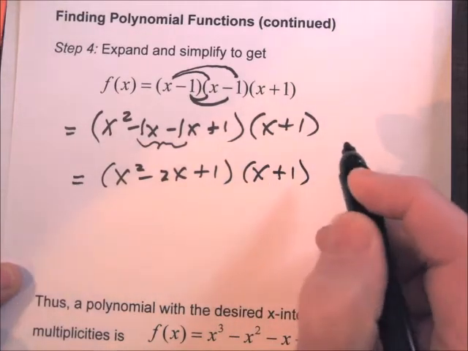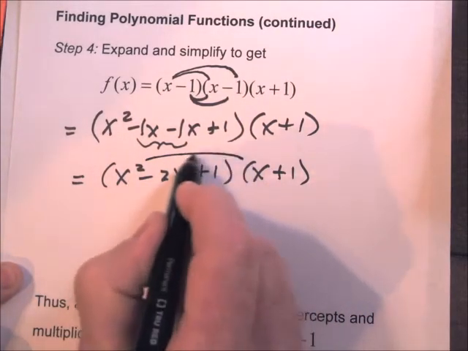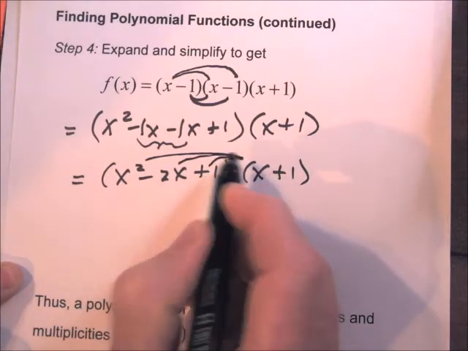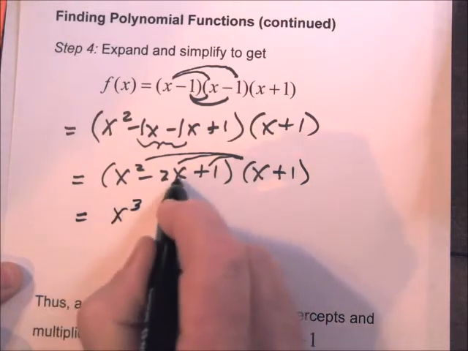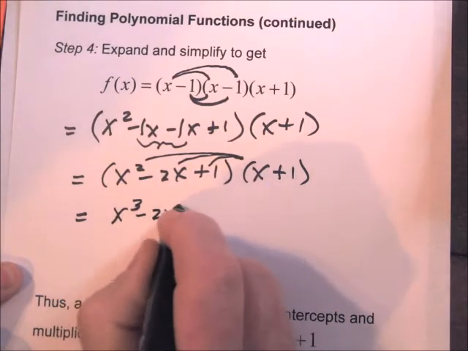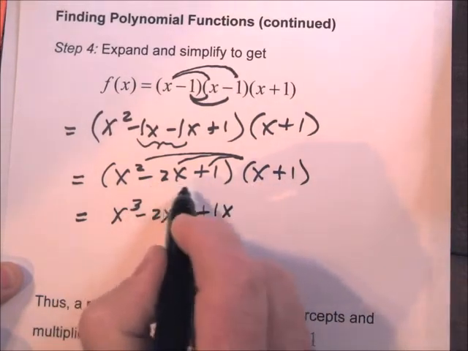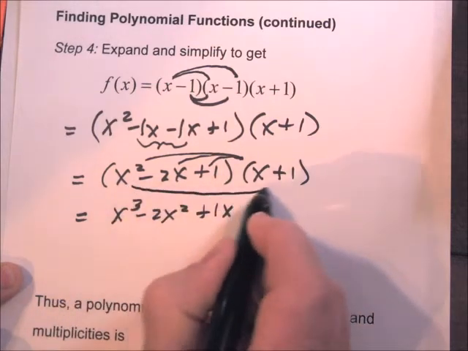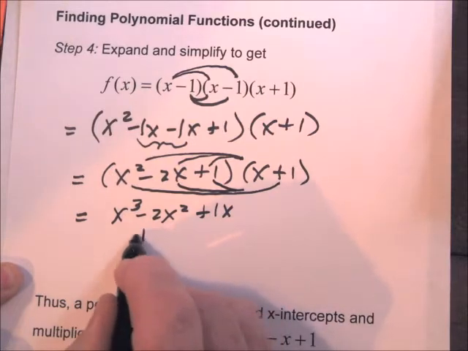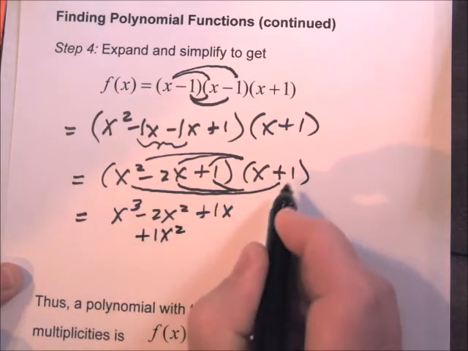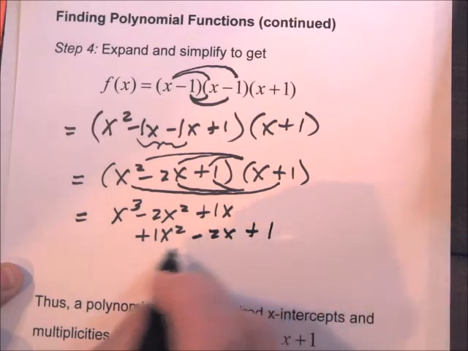And then we can distribute again. So we want to multiply each of these terms by x. So it's x squared times x is x cubed. 2x times x is minus 2x squared. 1 times x is 1x. And then multiply each of these terms by 1. So 1 times x squared is plus 1x squared. 1 times minus 2x is minus 2x. 1 times 1 is 1.